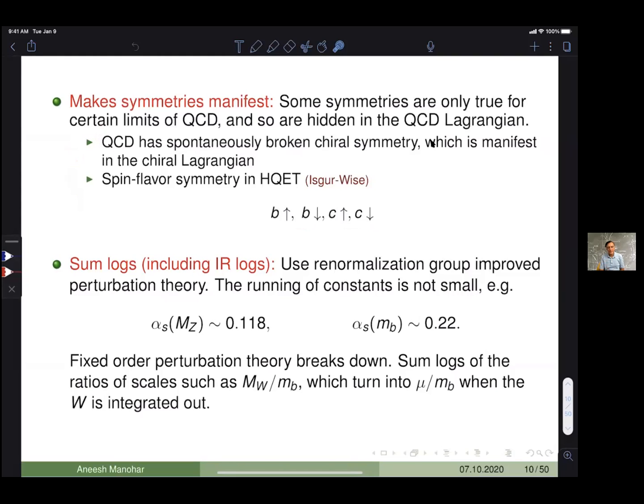Then summing logs is what I was talking about when I was referring to renormalization group improved perturbation theory. Just as an example, the strong coupling at the B quark mass scale is about double that at the Z scale because of renormalization group running. And in the electroweak theory, the way you sum these logs is that the logs arise from ratios of MW over MB. But if you go to the effective theory below the weak scale, you essentially take MW to infinity, and so they get converted into logs of mu over MB, and this is what the renormalization group sums. So running the couplings in the low energy theory below the electroweak scale allows you to sum these logs. And similar things happen in all the other effective theories that I'm going to talk about.